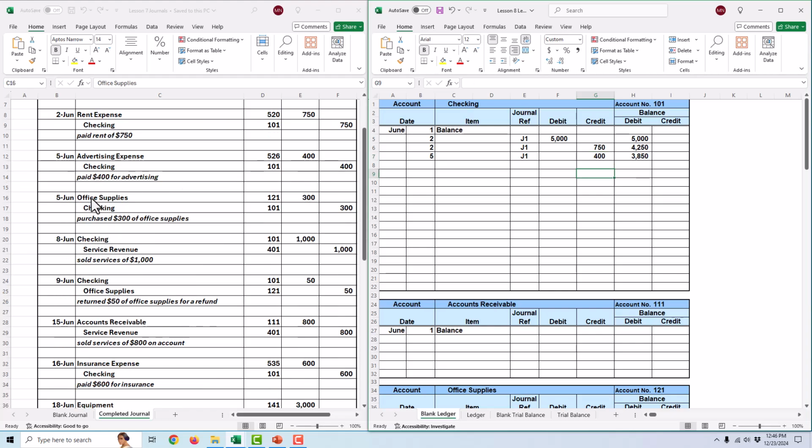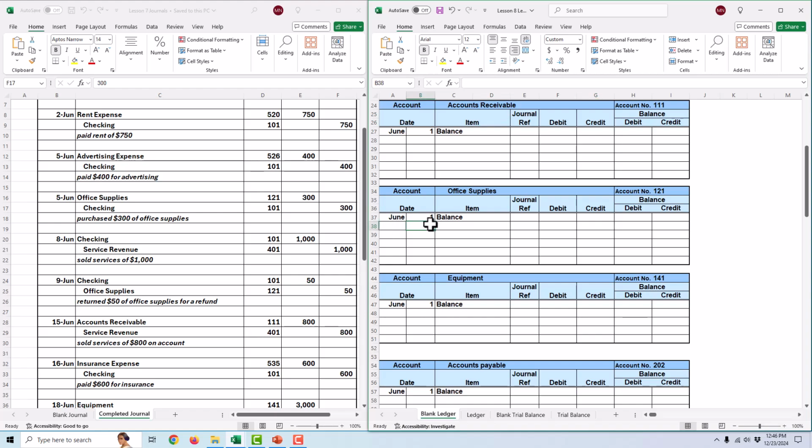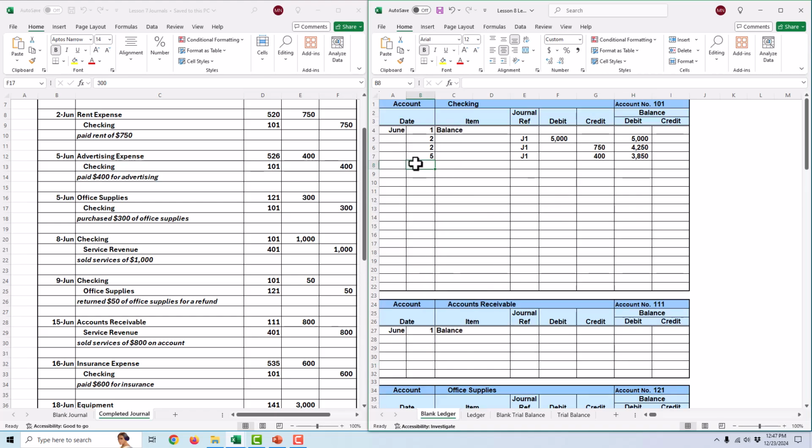Okay, then the next one is a debit to office supplies for $300 and a credit to checking for $300. Here's office supplies. We would put in the date, the journal reference. It was a $300 debit for the transaction, and then since there is nothing else here, it would also be a $300 debit balance. And then go back up to checking.